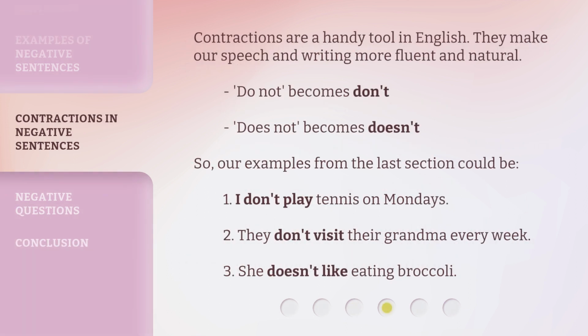Contractions are a handy tool in English. They make our speech and writing more fluent and natural. Do not becomes don't. Does not becomes doesn't. So, our examples from the last section could be: 1. I don't play tennis on Mondays. 2. They don't visit their grandma every week. 3. She doesn't like eating broccoli.